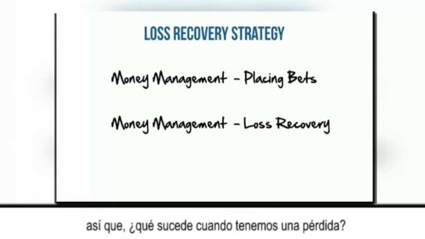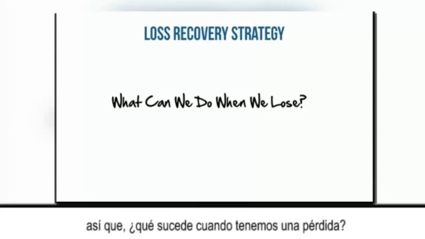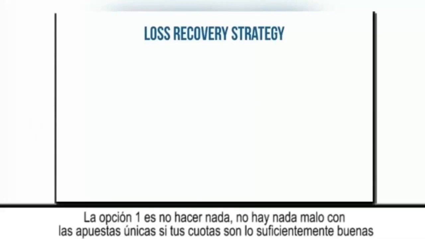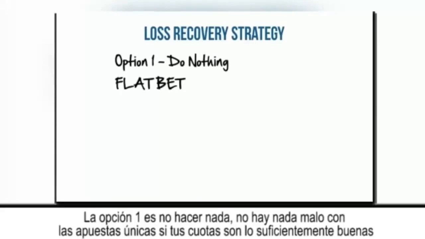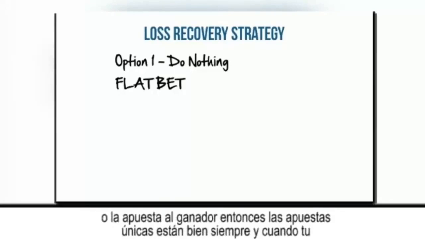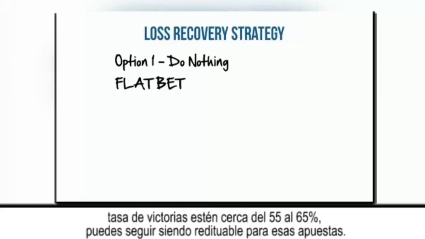So what happens when we have a loss? We have three options. Option one is to do nothing. There is nothing wrong with flat betting if your odds are good enough, if they're strong enough. So if you're picking underdogs, or if you're taking the spread or the money line, then flat betting is fine. As long as your win rate's over around about 55 to 65%, you can still be in profit flat betting.